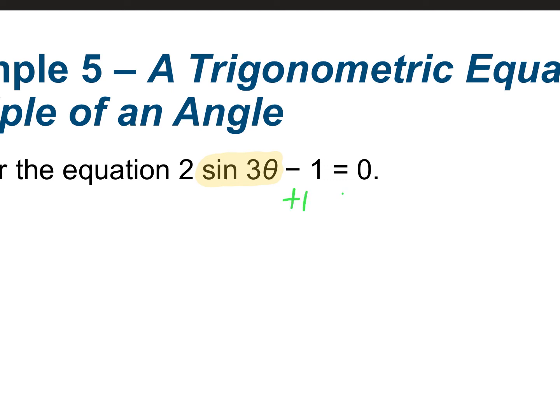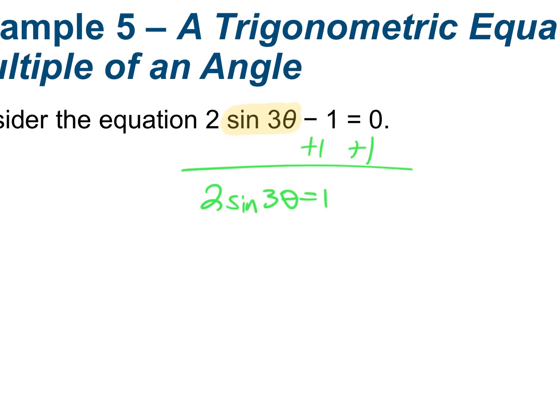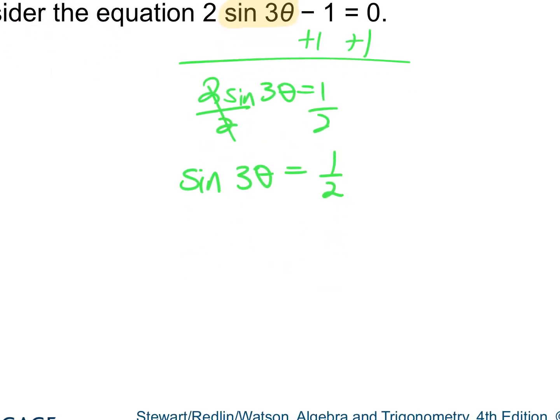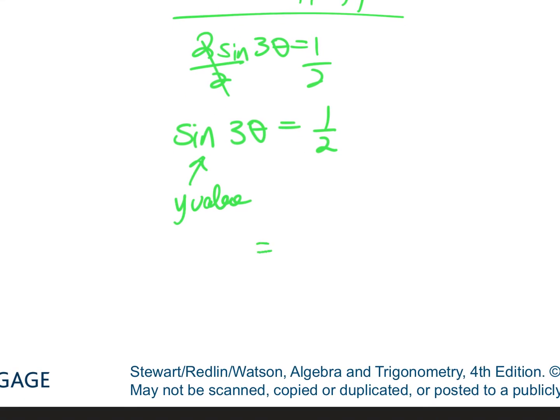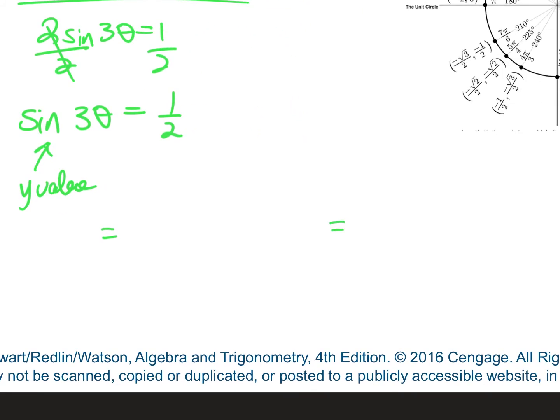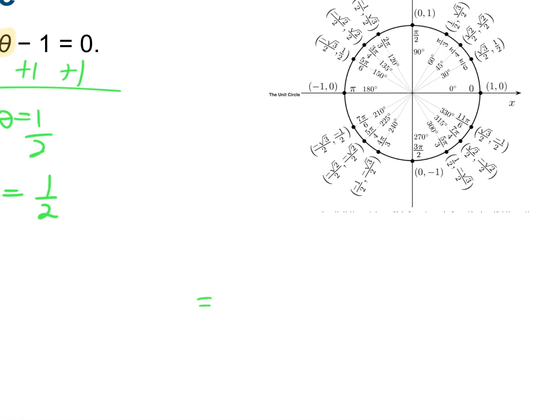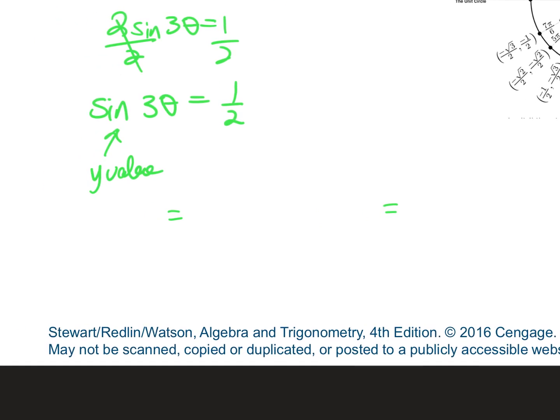I'm going to add 1 to both sides. Good. So I have 2 times the sine of 3 theta equals 1. Then what? Divide by 2. Perfect. Same exact thing. So now this says sine of 3 theta equals 1/2. We do the exact same thing. What is sine? Y value, right? So where on your unit circle are the y values 1/2? Pi over 6. We just had this. Pi over 6 and 5 pi over 6.